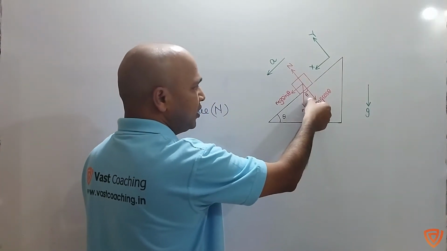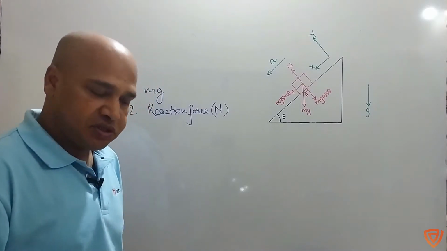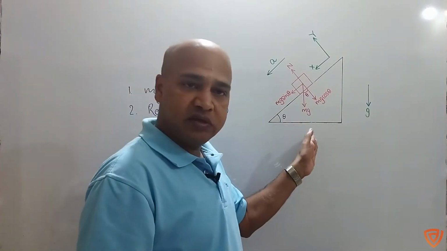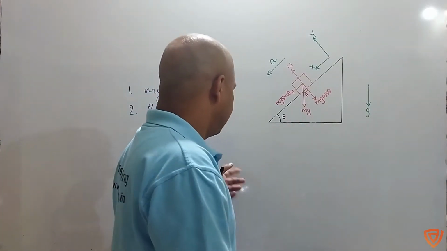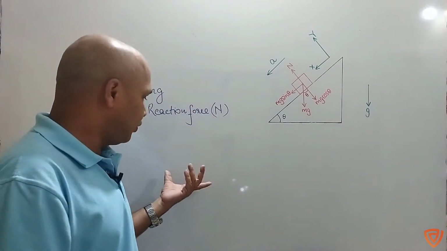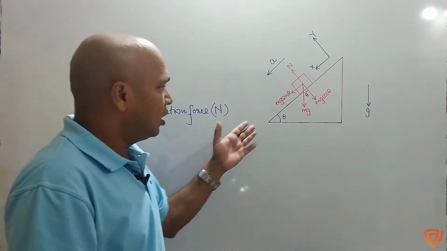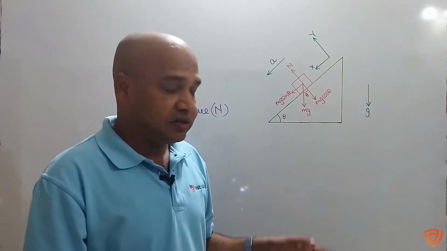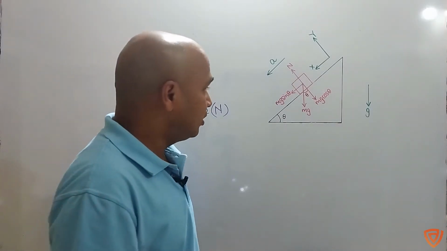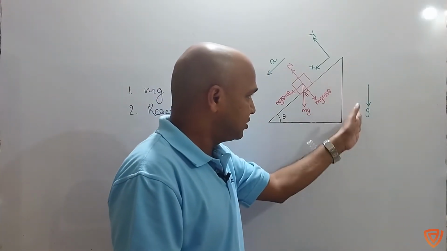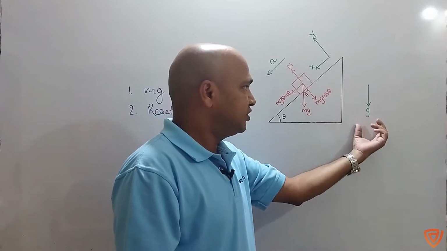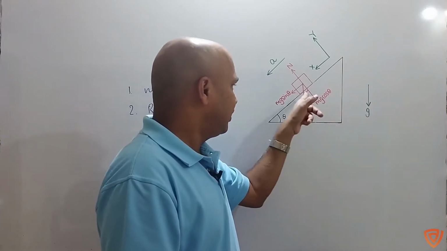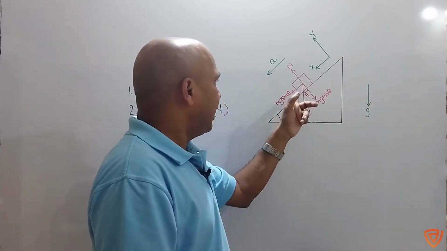Now this weight mg will act downwards. Just now we understood in another example which I drew over here, the picture. Weight will act downwards towards gravity always. We all know that. So gravity direction is towards downward. You can see here G, direction of G. So weight will act downwards here.